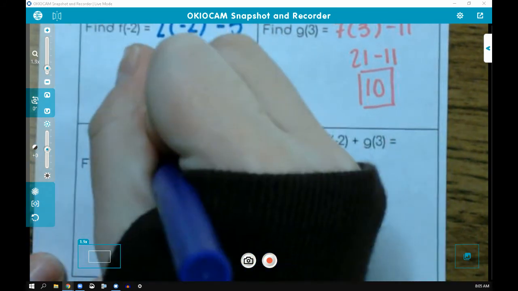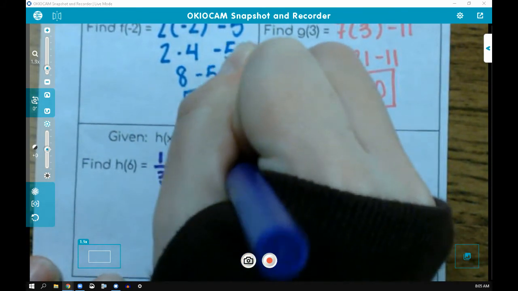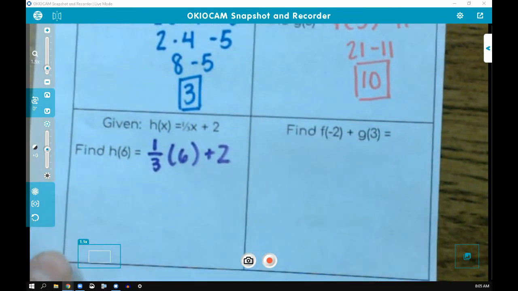So we're going to do 1/3 times 6 plus 2. Okay, you guys are unnecessarily scared of fractions. Don't be. Let's think about what a third is. Saying 1/3 is like dividing by 3. So if I were to say, what is 1/3, or what's 6 divided by 3, what's 6 divided by 3?